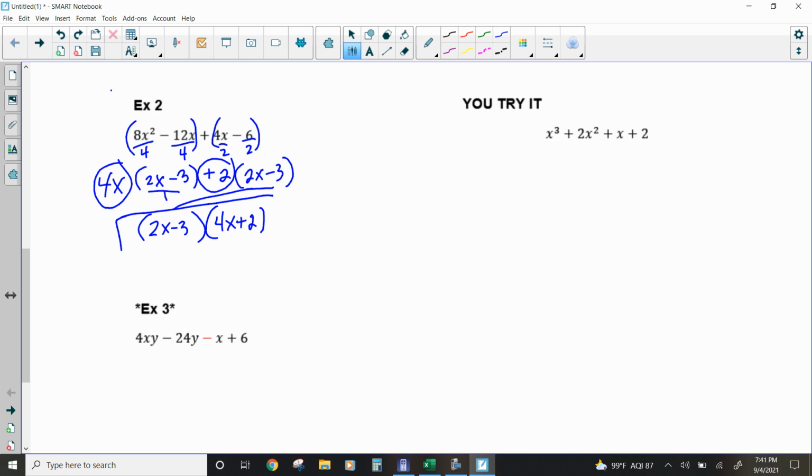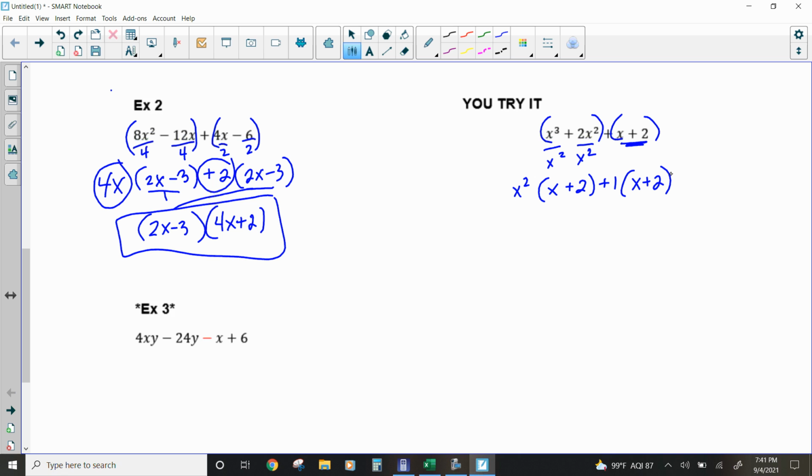That's our answer. So if I show you that one more time, under the you try it problem, we're going to split up the problem using 2 sets of parentheses. First set, we're going to take out a GCF of x squared. So the x squared goes in front, and then you're going to be left with x plus 2. Now one thing to notice is this already says x plus 2, so if I don't want to change it, I just take out a GCF of 1.